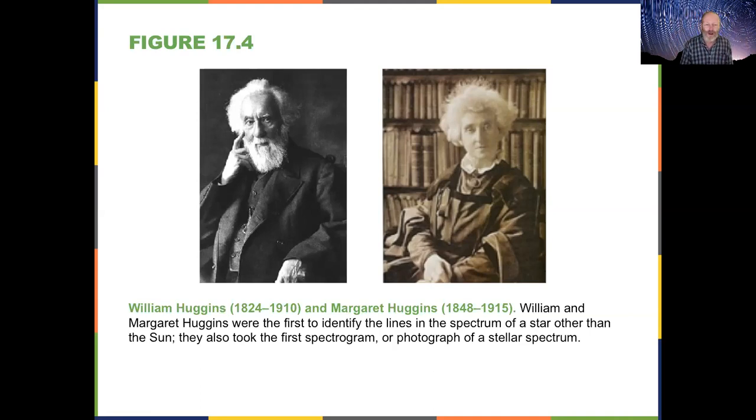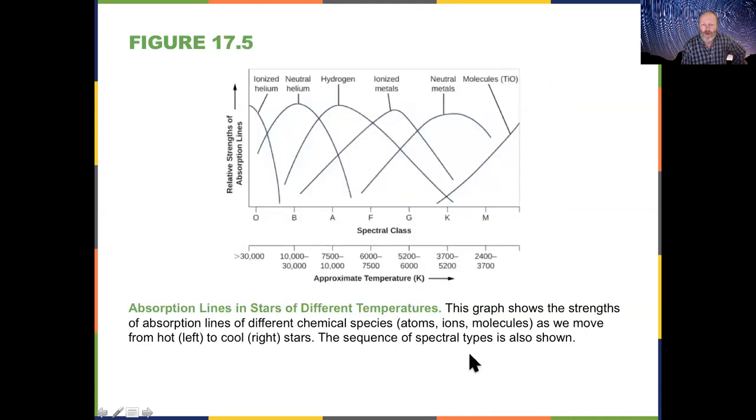It's just all gone. But one of the things they are perhaps best noted for is that they were beginning to identify lines in the spectrum of stars and take photographs of these spectra. What do I mean by that? I mean that different stars have different elements in them.